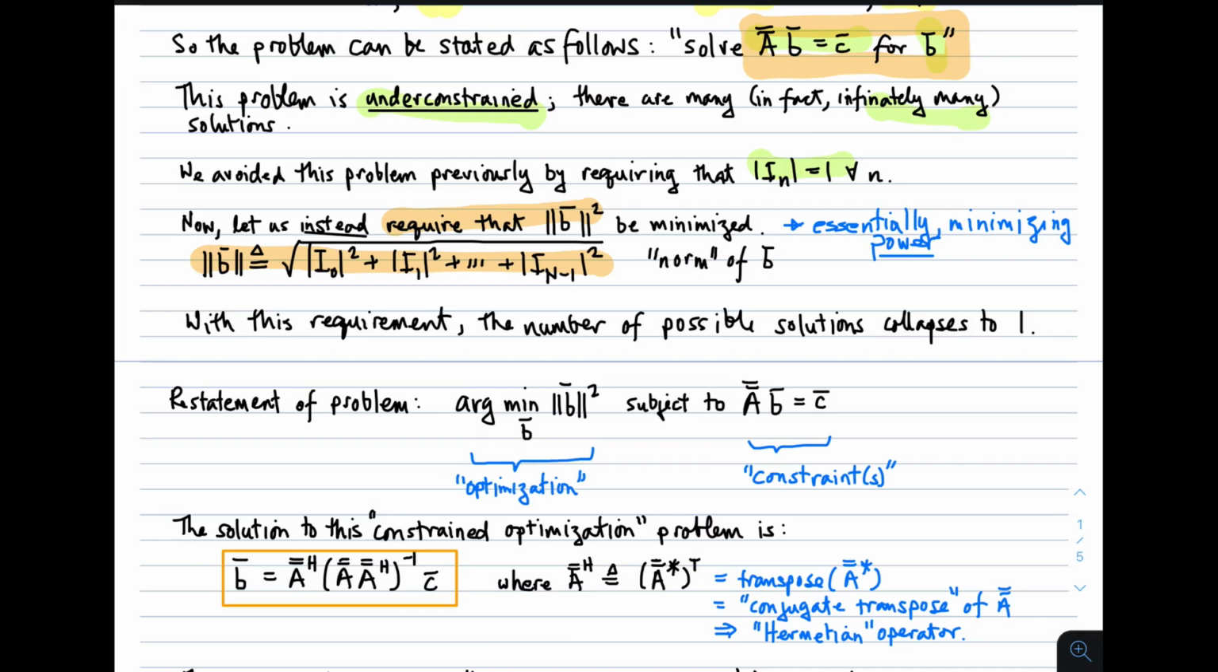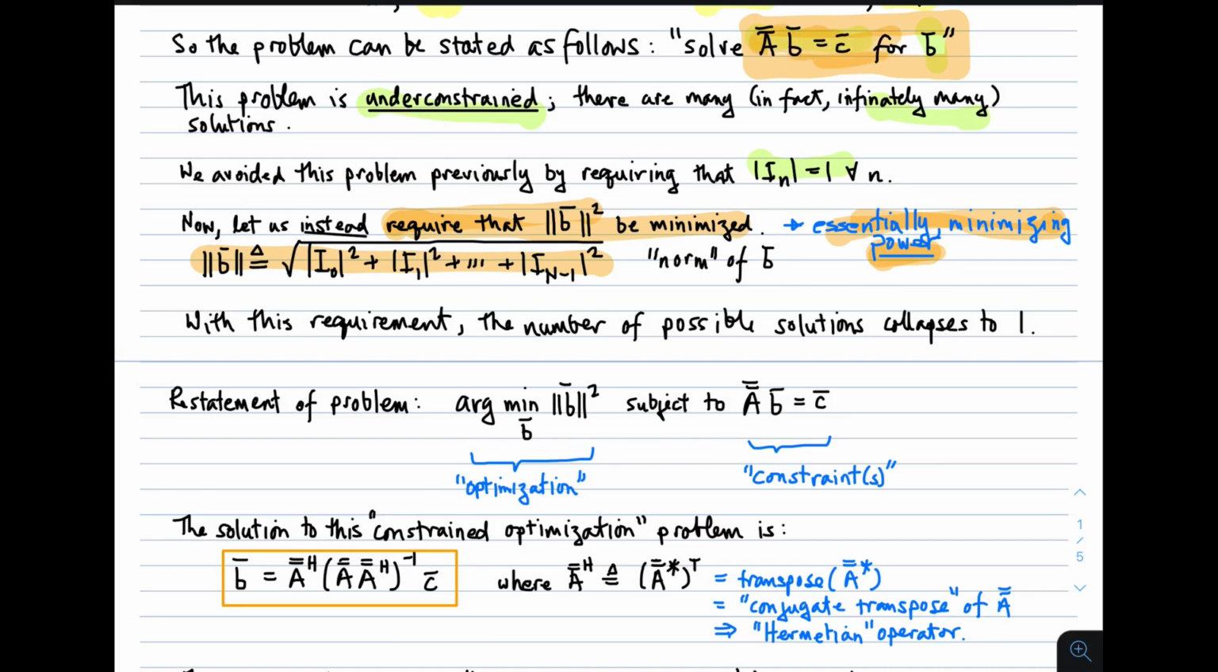So you see that this is overall a description of how much current we have in the array, and essentially we're minimizing power by imposing this requirement. If we require that the norm squared of b be minimized, then what we're really saying is try to minimize power.